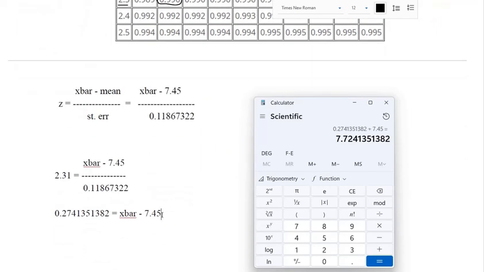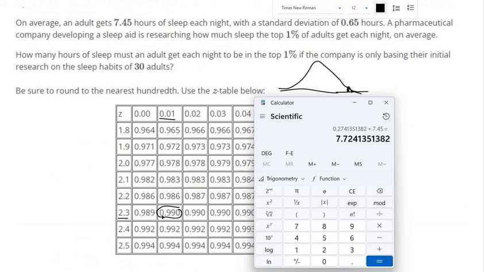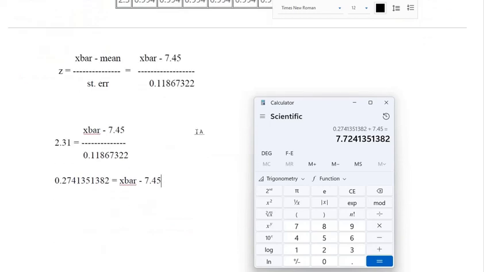That's the x bar. That's the average amount an adult needs to sleep to be in the top 1%. And that's pretty small. That's not that much of a difference, huh? But it's because the standard deviation is relatively small for this. Then we got 30 adults for the sample size.